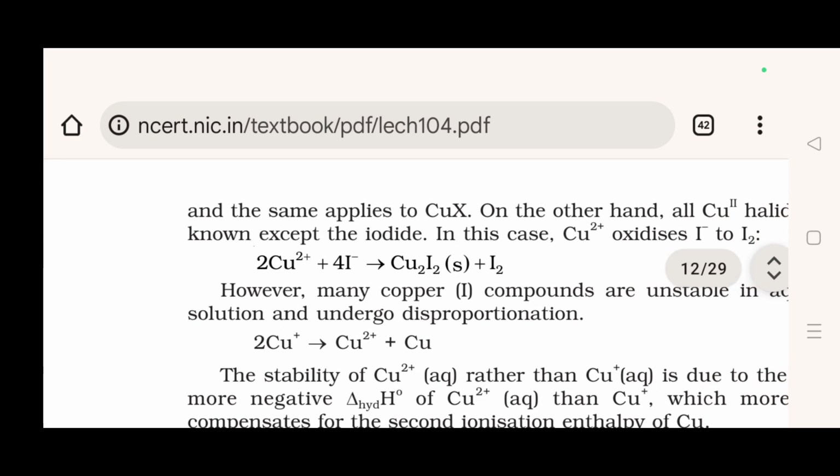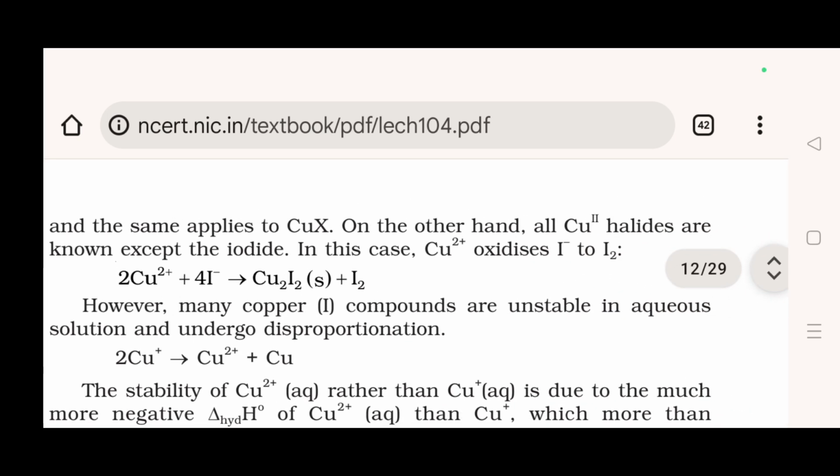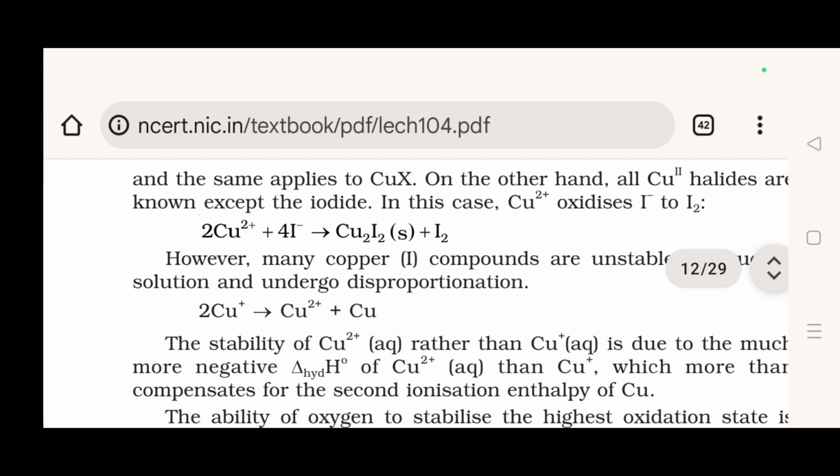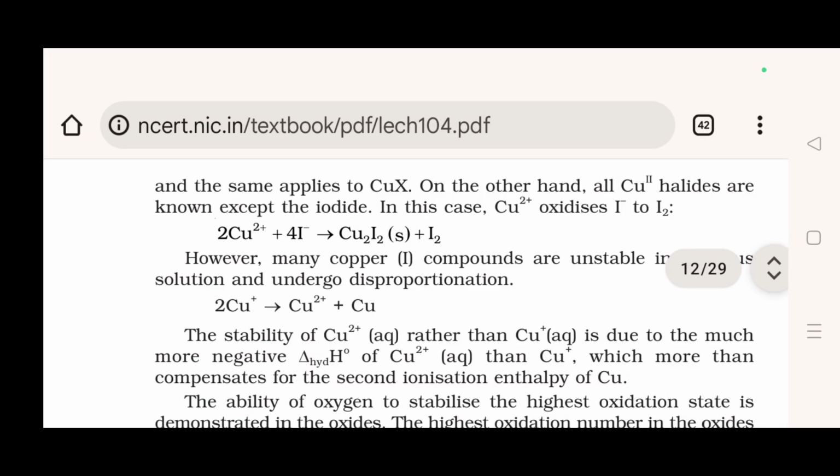On the other hand, all Cu2+ halides are known except the iodide. In this case, Cu2+ oxidizes I- to I2: 2Cu2+ + 4I- gives Cu2I2 in solid state plus I2. However, many copper(I) compounds are unstable in aqueous solution and undergo disproportionation: 2Cu+ gives Cu2+ plus Cu. The stability of Cu2+ aqueous rather than Cu+ aqueous is due to the much more negative enthalpy of hydration of Cu2+ than Cu+, which more than compensates for the second ionization enthalpy of Cu.